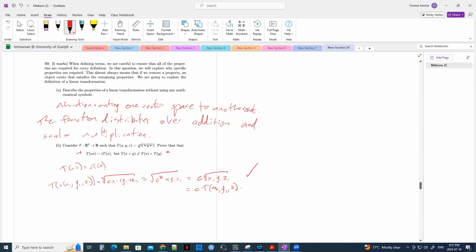But with the second property, if we let x equal 1, 1, 0, and y equals 0, 0, 1, then T of x plus y equals 1, whereas T of x plus T of y equals 0 plus 0, which equals 0. And I'll leave the details of that as an exercise.